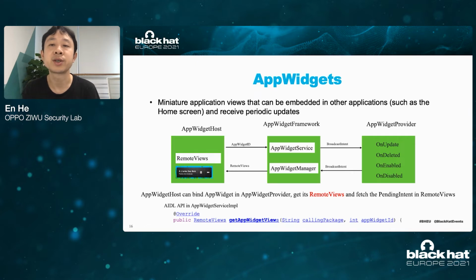The last one is AppWidgets, which are also commonly used. They are miniature application views that can be embedded in other applications, such as the home screen, and receive periodic updates. In short, the AppWidget host binds the AppWidget in the AppWidget provider, gets its remote views, and fetches the PendingIntents in the remote views. It is done through the IDL API in the AppWidgetService implementation.